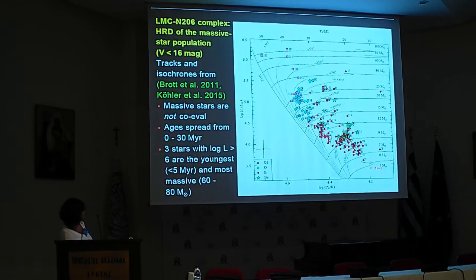So this is a Hertzsprung-Russell diagram with evolutionary tracks and isochrones, and each star is analyzed by hand, so it's handwork, very delicate and very beautiful. So now we know a lot about the stars, and we see there are a couple of monsters sitting at the top of the Hertzsprung-Russell diagram with very high luminosities. The lessons from this comprehensive study were that massive stars are not coeval.